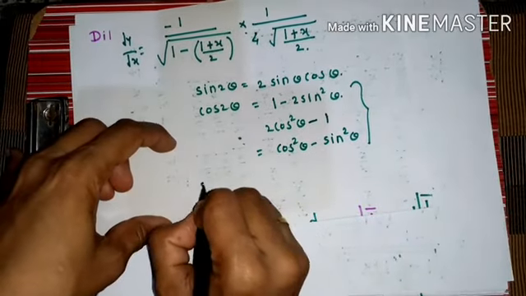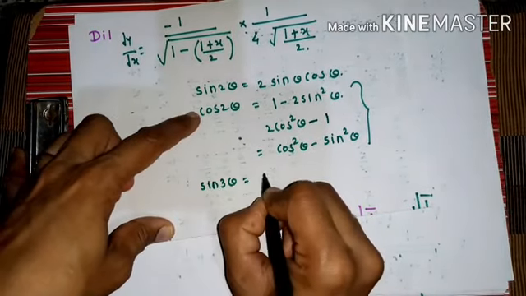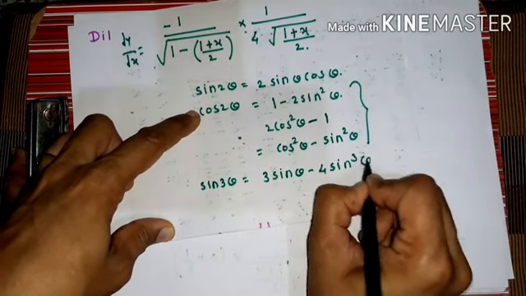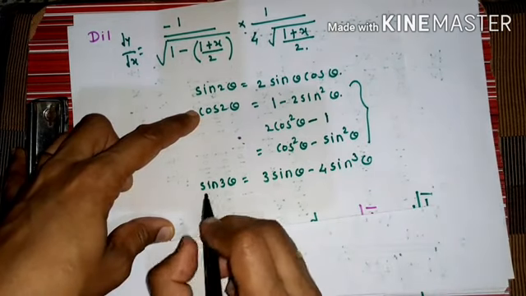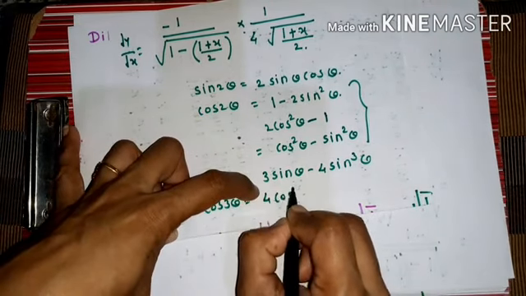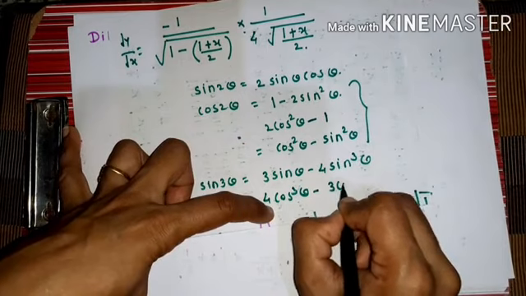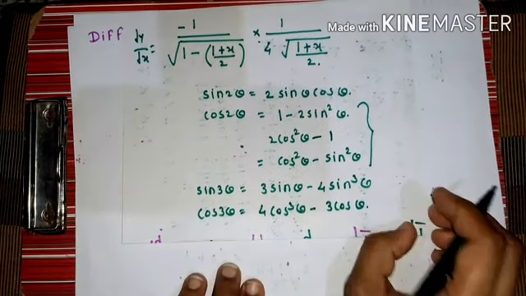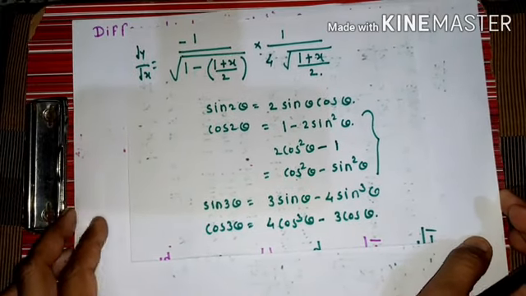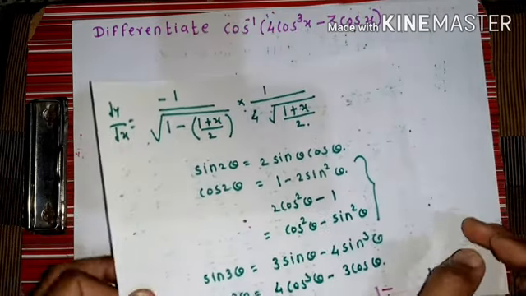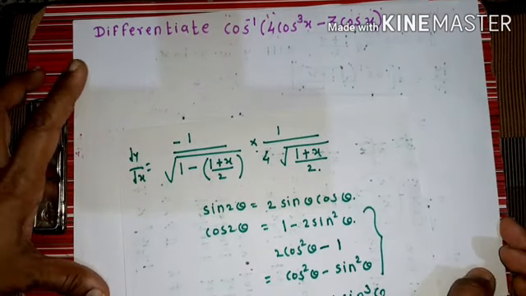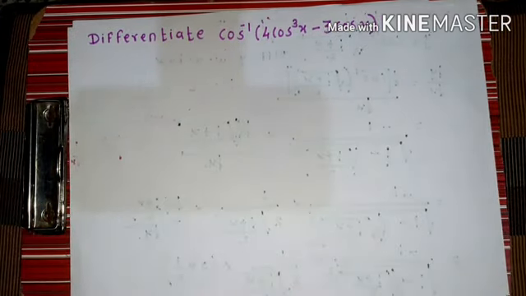We know the formula for sine of 3 theta, that is 3 sine theta minus 4 sine cube theta. Also we know the formula for cos of 3 theta, that is equal to 4 cos cube theta minus 3 cos theta. Okay, we know all these formulae, and in this way there are a number of formulae, that is tan of 2 theta, tan of 3 theta, like this. In this way we have to use the formula in the given function, and we have to simplify the problem. Now let us take an example like that.